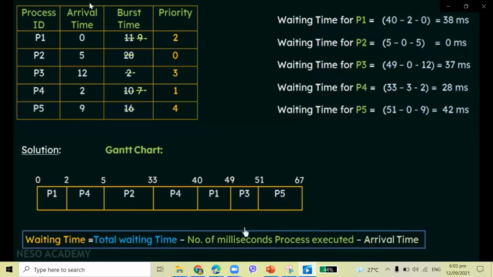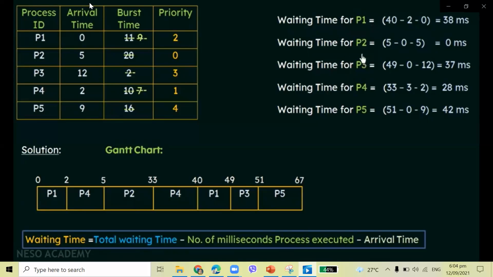So for P1 it is 40 minus the number of milliseconds the process executed before. So before executing here, did P1 execute any time before? And if yes, how long did it execute? So if you see in this Gantt chart, P1 executed even here. And how long did it execute? For 2 milliseconds. So minus 2 and minus the arrival time. For that you have to look at this table. So the arrival time of P1 was 0. So we have 40 minus 2 minus 0, which gives us 38 milliseconds. So that is the waiting time for P1.